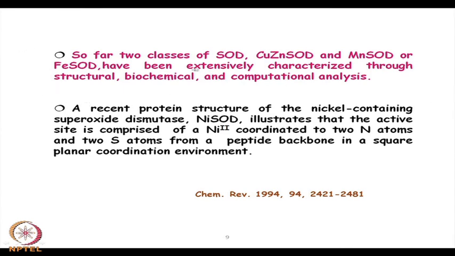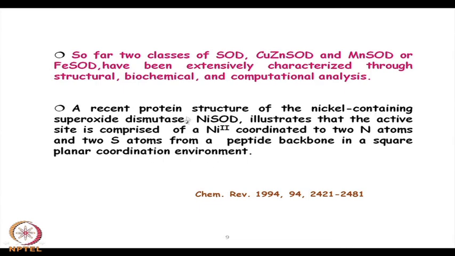So, a large number of characterizations have been done by people through structural identification, all the biochemical reactions, and the theoretical fitting of all these data. Sometimes theoretical calculations also tell you that this particular part can go for very basic reactions, because the superoxide dismutase reactions and all other reactions are very basic reactions. So, this is not a very old story. The nickel superoxide dismutase has been identified mostly in the last 20 years.